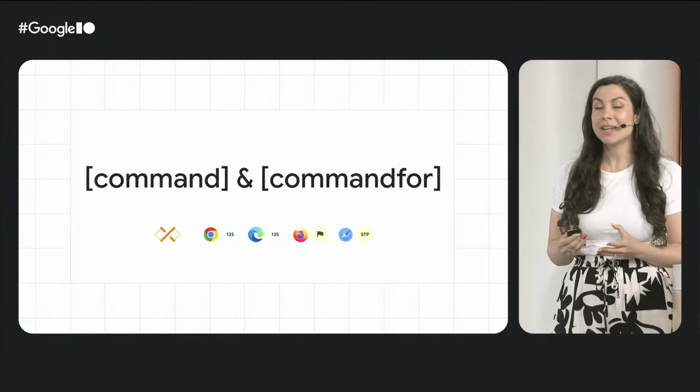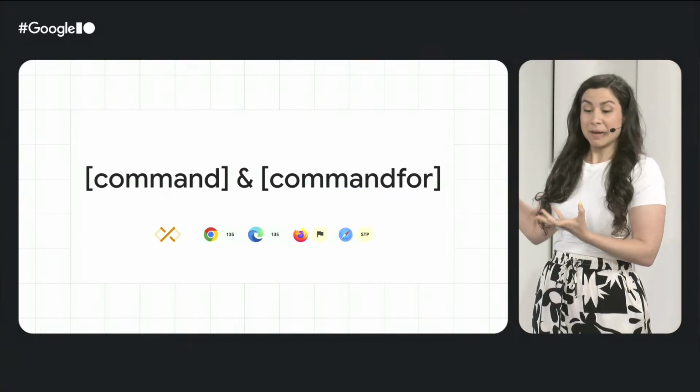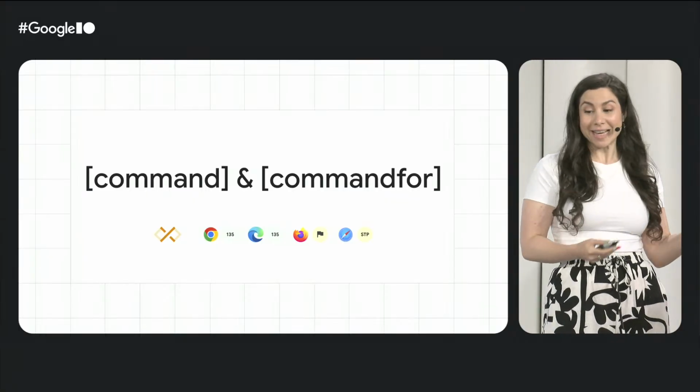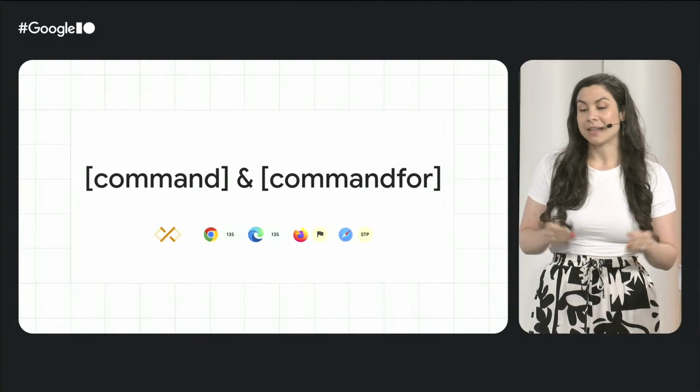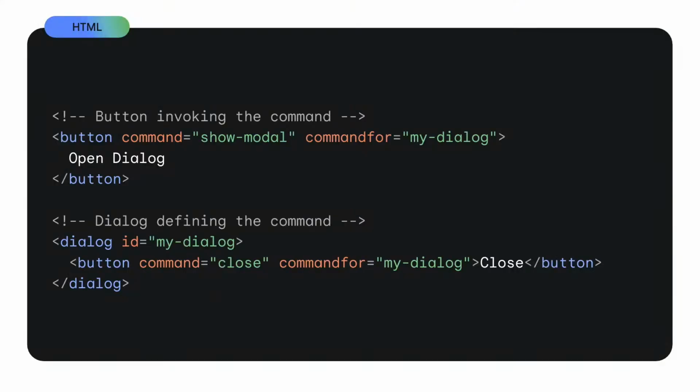Another area where repetitive JavaScript is common is connecting the button click to an action, like opening that dialog. Command invokers provide a declarative HTML solution similar to popovertarget. Here, a button invokes a command on a dialog. This is done by using the command and commandfor pattern. You can use the very straightforward command show-modal, which is akin to the JavaScript showModal function. Then you target the dialog by referencing its ID in the commandfor attribute, like so. You can also use this to close the dialog using the close command.